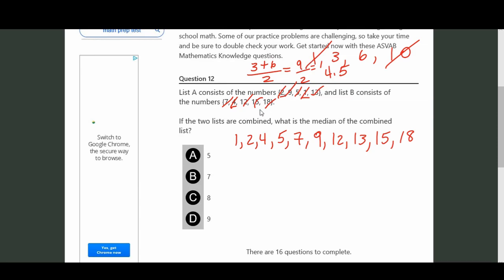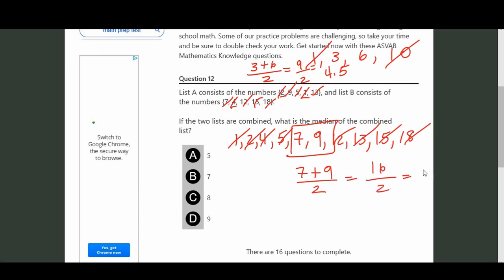Now as I did up here, I'm going to start crossing things off. One at the small end, one at the large end. Cross this one, this one, this one, this one, this one, this one, this one, this one. As you can see, as in this problem, we have 2 numbers left, so we have to take the average of those. 7 plus 9 divided by 2. 7 plus 9 is 16 over 2. 16 divided by 2 is just 8. So the answer to this question is 8.